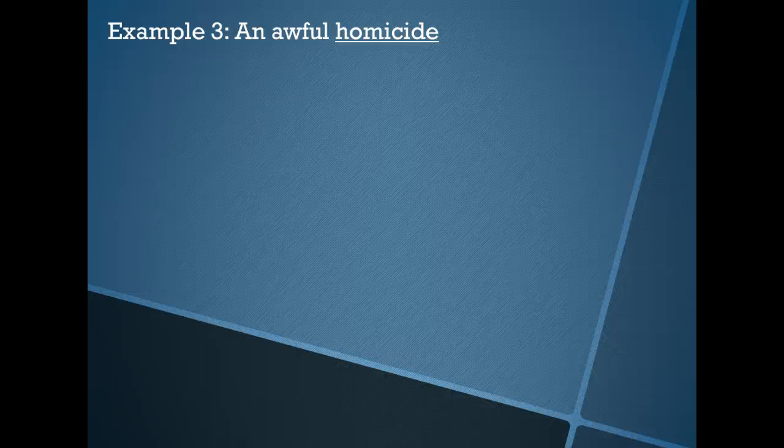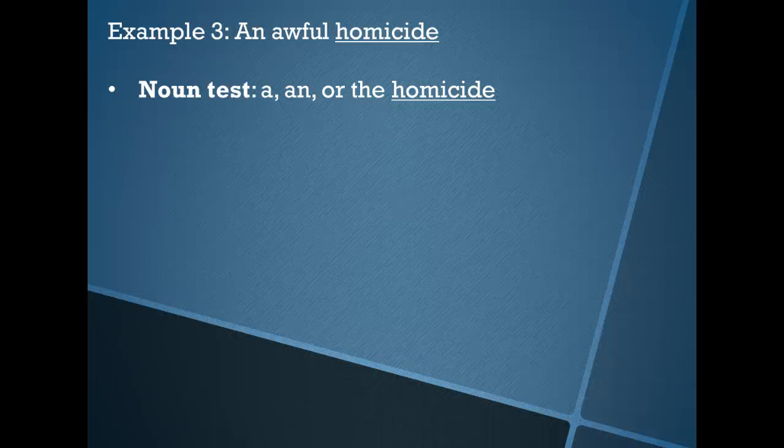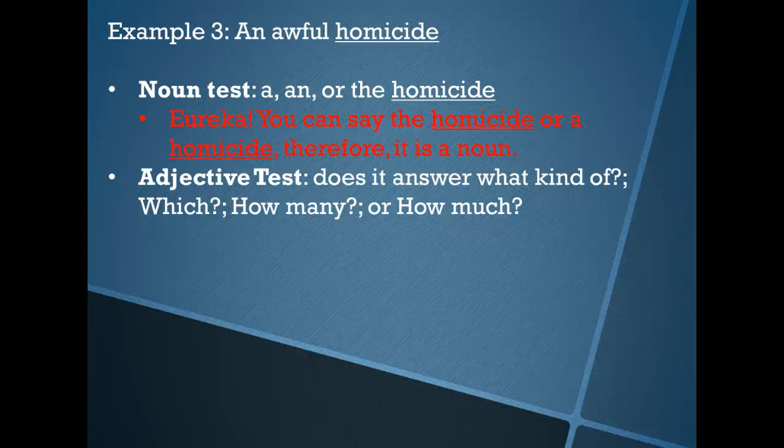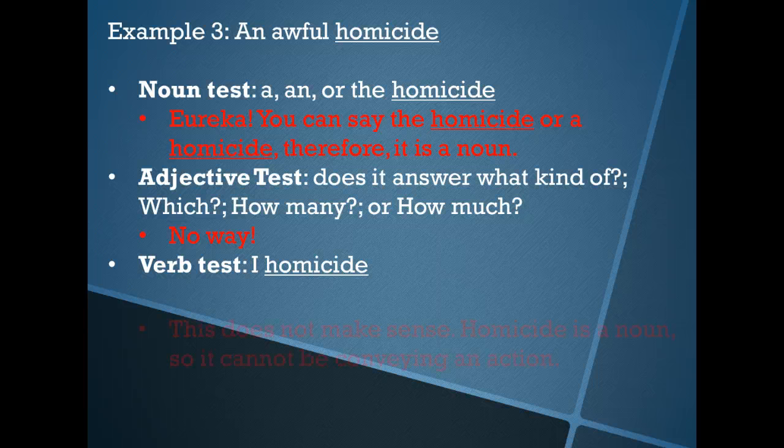Example 3. An awful homicide. Our noun test. A, an, or the homicide. Eureka! This is correct. You can say the homicide or a homicide. Therefore, it is a noun. Adjective test. Does it answer what kind of, which, how many, or how much? No way. What about the verb test? I homicide. This does not make sense. Homicide is a noun, so it cannot be conveying an action. You wouldn't say I homicide, she homicide, they homicide. That doesn't make sense.